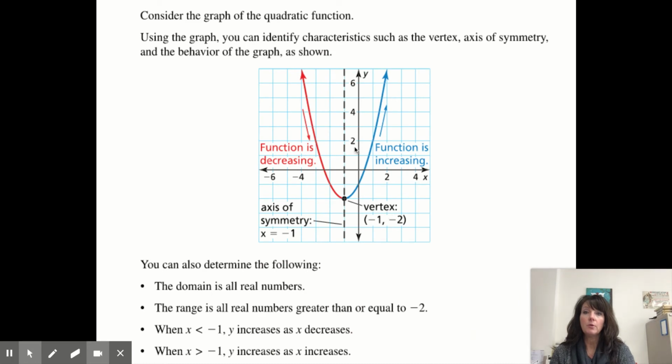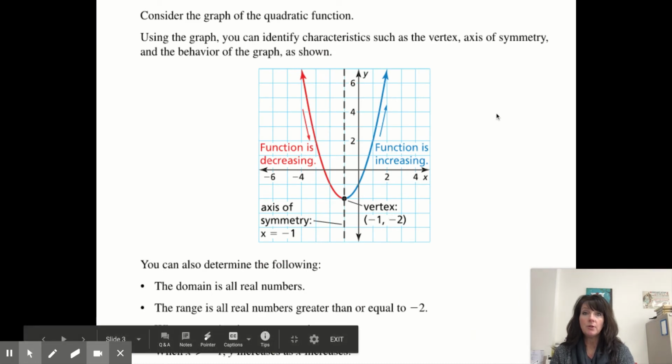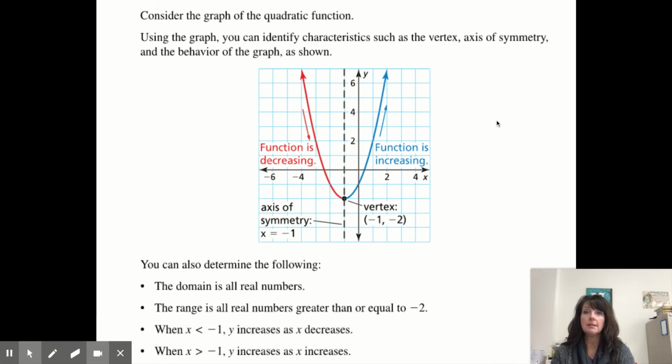Okay, so looking at an example from the textbook, so you can see how the textbook describes it. It says, consider the graph of the quadratic function. Using the graph, you can identify the characteristics such as the vertex, axis of symmetry, and some of the behaviors as shown. So we can point to the vertex, and we could list the vertex. The axis of symmetry is the line that cuts the parabola in half, and that's going to be x is equal to -1.